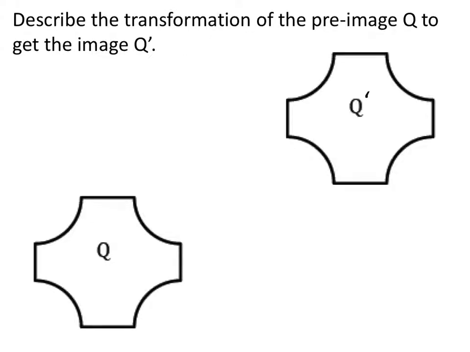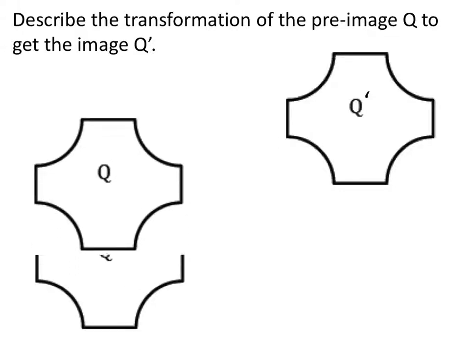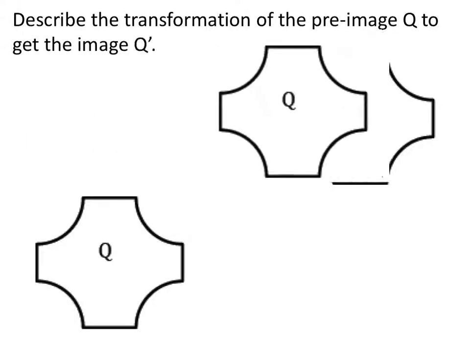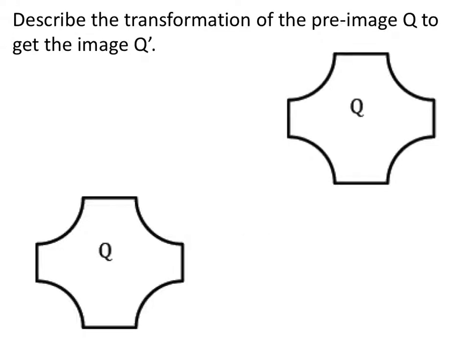Alright, describe the transformation of the preimage Q to get the image Q prime. What would we do to get the image Q prime? We would take the preimage, yeah? Move it up, and then to the right. Very good. And then you would have Q prime now.